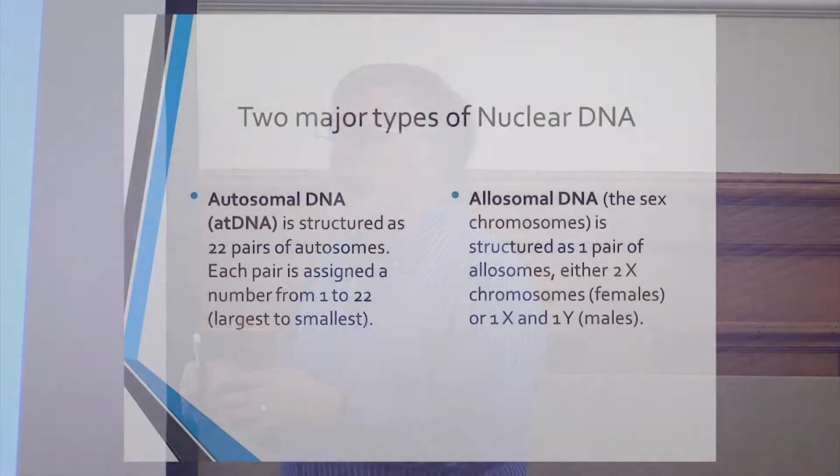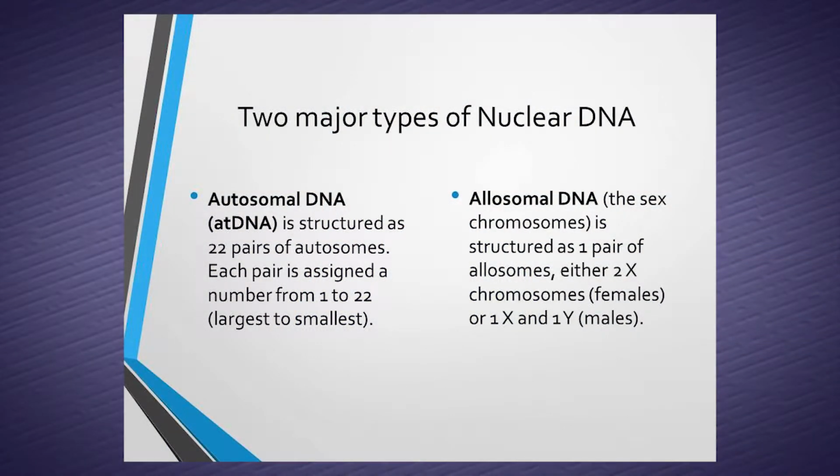Now, let's focus. We've talked about mitochondria. Let's focus on the nucleus, the nuclear DNA. There's really two types of nuclear DNA. There's autosomal and allosomal. Autosomal, and we all have 23 pairs of chromosomes in our nuclear DNA. That's the standard, that's the common. There are, of course, genetic deficiencies or problems when people might have a missing chromosome or an extra one, but for the vast majority of us, we always have 23 pairs.